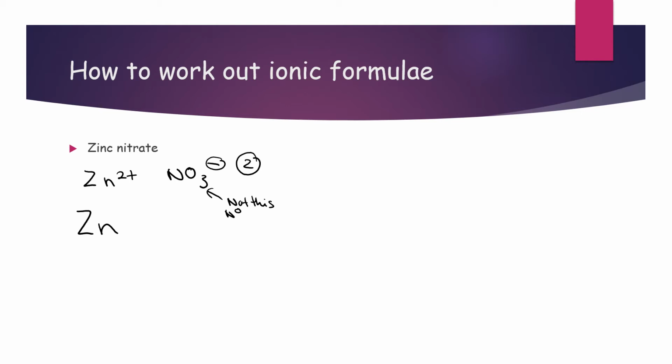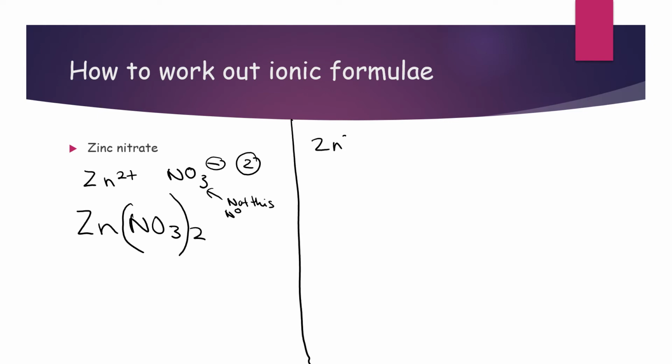So, how many zinc 2 pluses did we need? We needed 1. How many nitrates do we need to make 2 negative? We need 2. NO3 2. Now that doesn't look right. It's telling me at the moment that I have 1 nitrogen and 32 oxygen. And that's not true. We actually needed 2 lots of nitrates. So this is when you start to use your brackets.